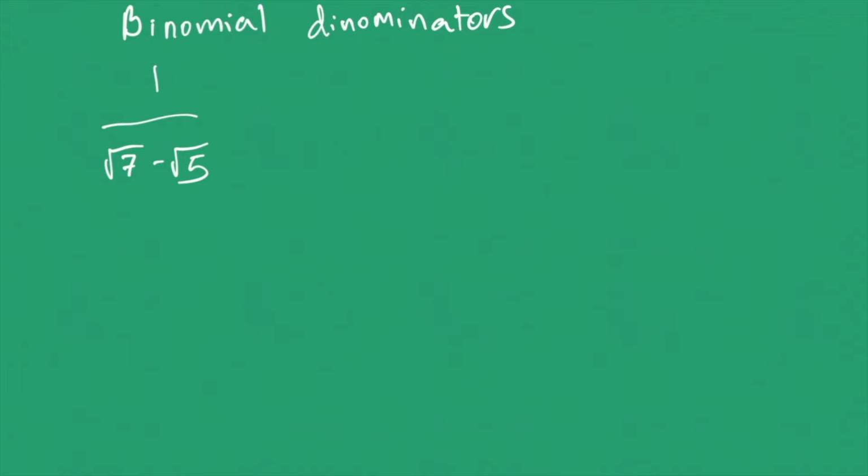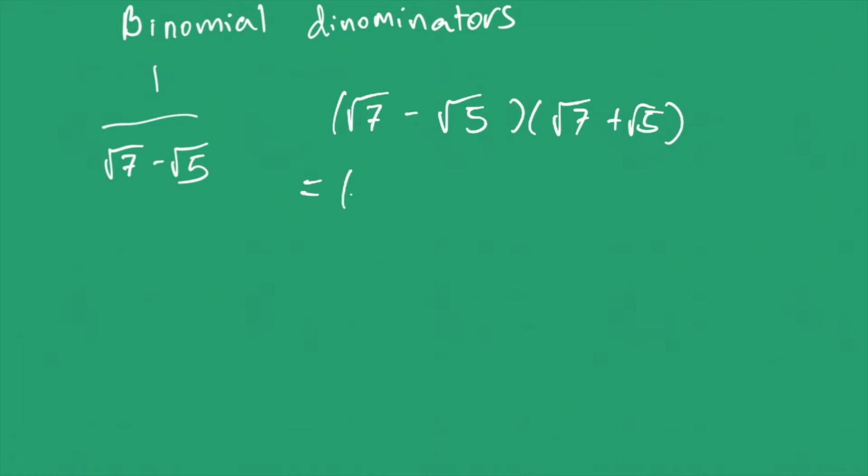In one of the previous videos, I talked about special products, and one of the questions was square root 7 minus square root 5 times square root 7 plus square root 5 equals square root 7 squared minus square root 5 squared, which equals 7 minus 5, which equals 2, which is rational.